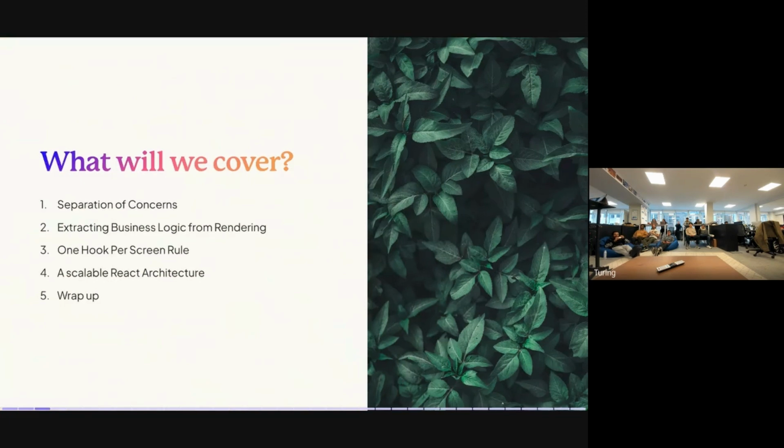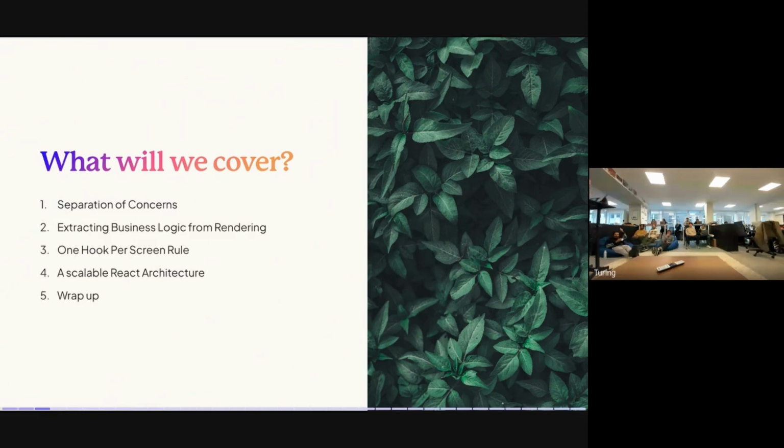What are we going to look at today? We're going to start off with separation of concerns. We're going to talk about how you can extract business logic outside of your rendering logic. Then we'll introduce the one hook per screen rule, talk about scalable React architectures, and present how this can kind of lead us towards that path. And then we'll wrap up with some ramblings of mine.